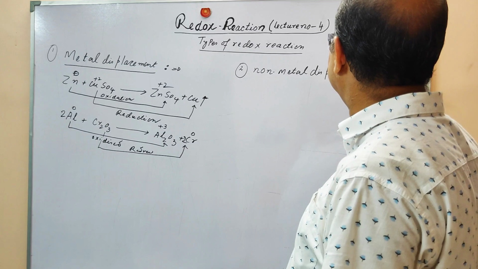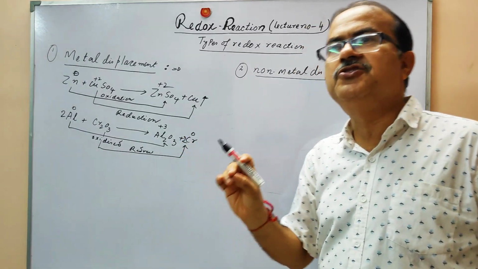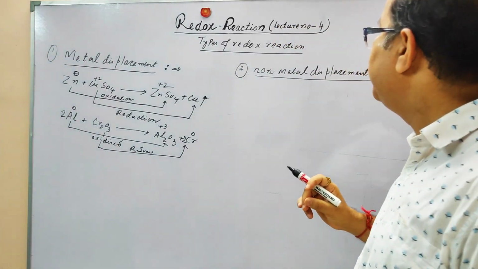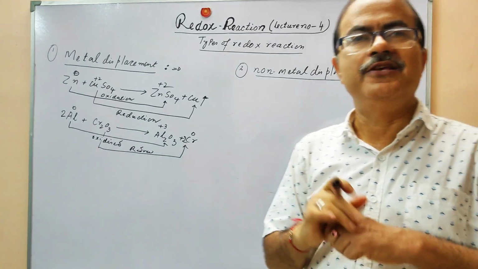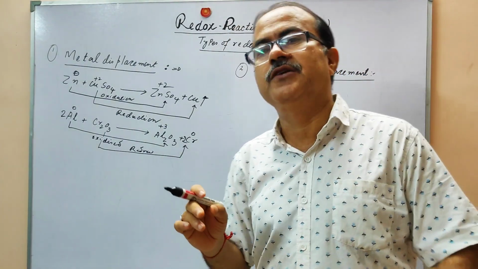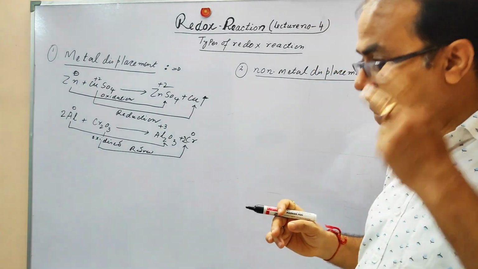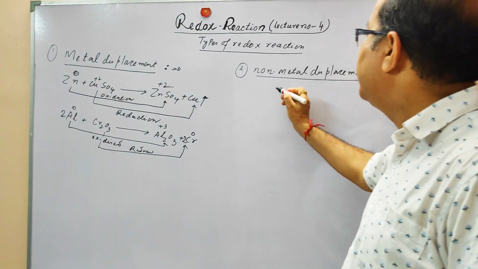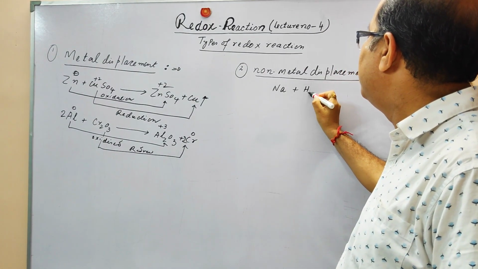Now we are going to discuss the non-metal displacement reactions. What do we mean by non-metal? It means a non-metal is displaced from its compound or from its solution. The very important thing is that normally hydrogen is replaced, and sometimes oxygen is replaced, or some halogen is also replaced, depending on the oxidizing property. So here one example is sodium plus H2O.